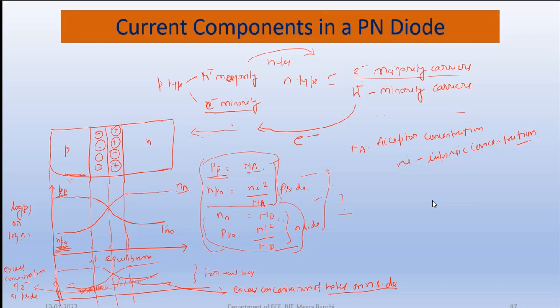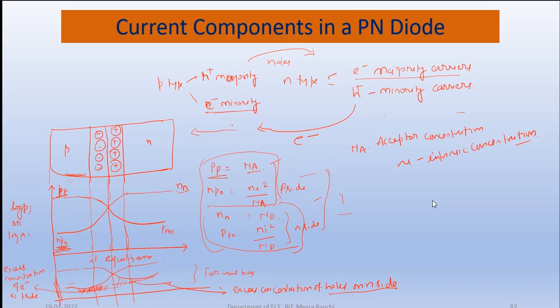So what I am writing here, this is the P side. So what is in majority here? Holes. So this is what I have plotted on a log scale. That is, I have plotted the concentration of charge carriers, right? So this is the depletion region I am saying at the junction. This is the junction, right?